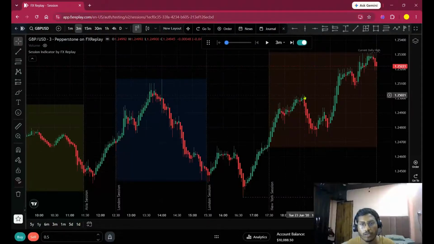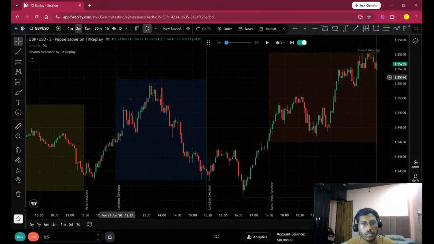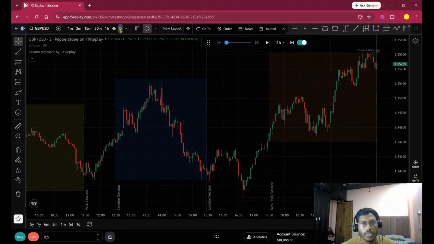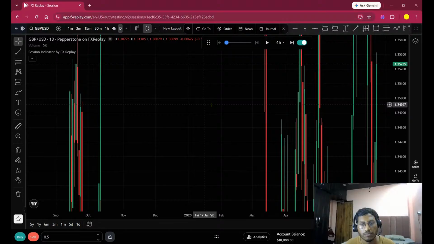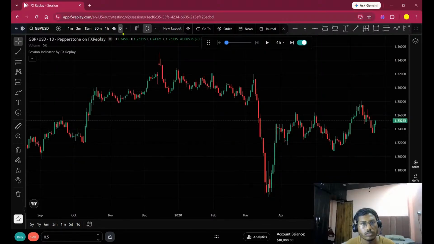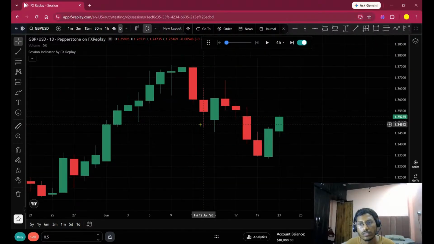So mainly my strategy is to wait for the liquidity sweep and then wait for the Heikin Ashi candle in 3 minute time frame. This is my entry. First I will mark the previous high and low. This is the candle.